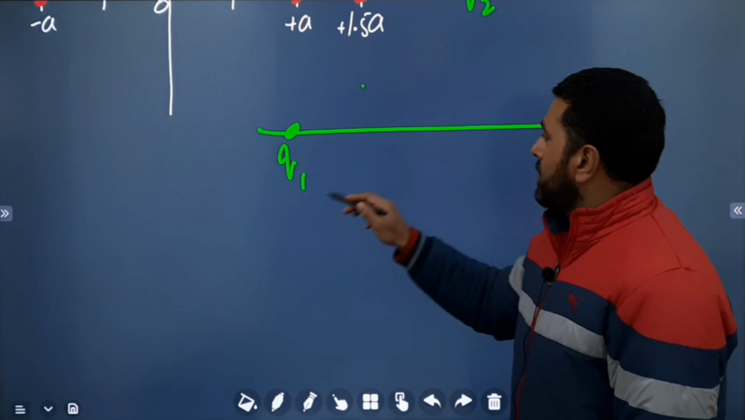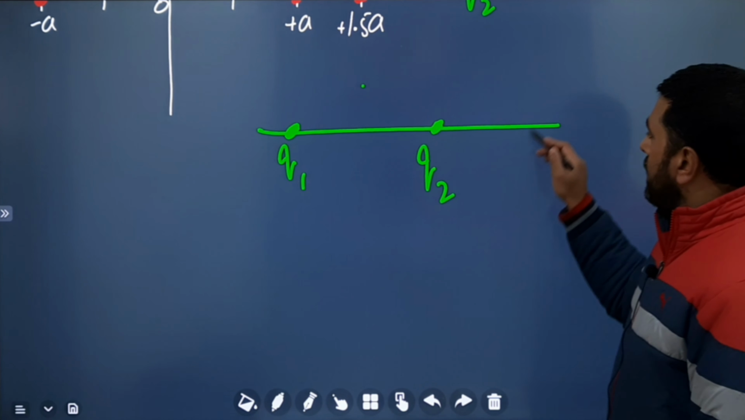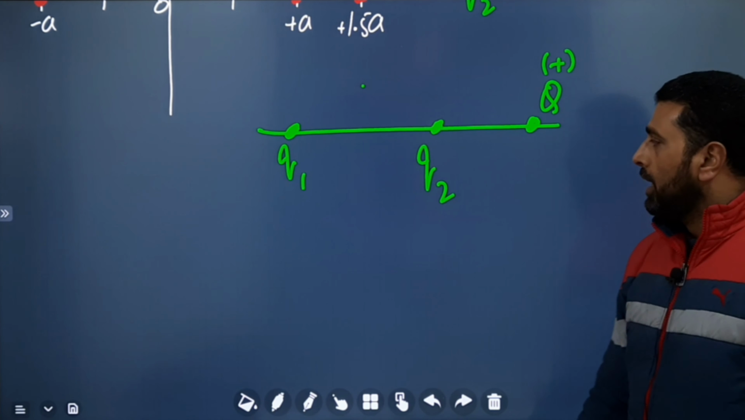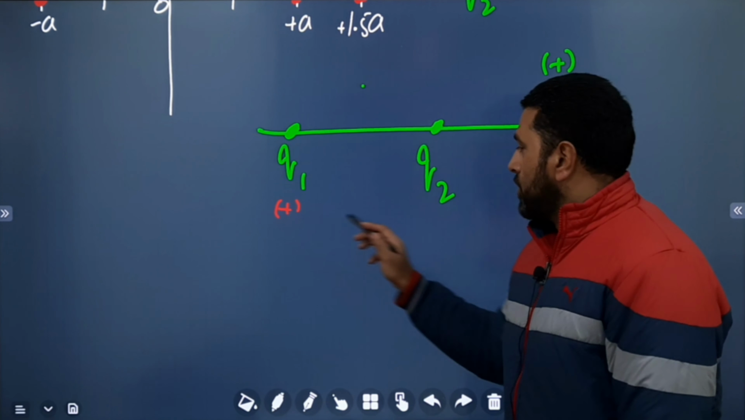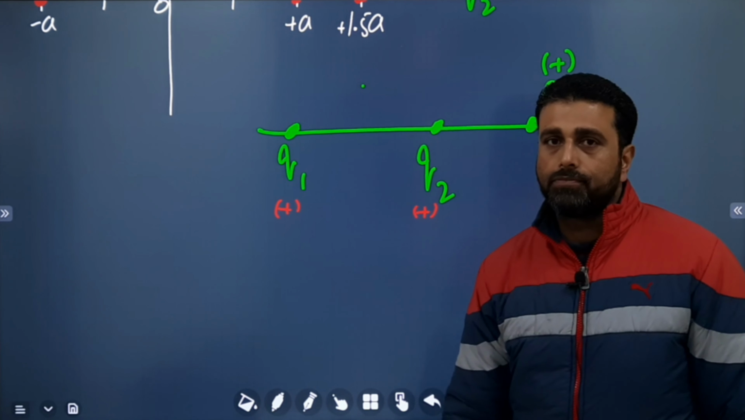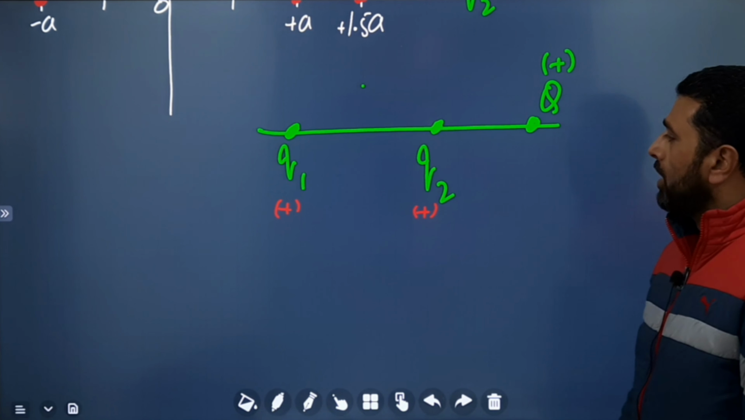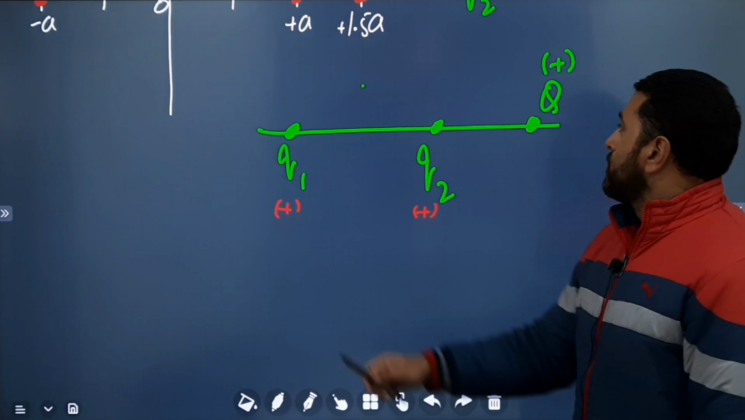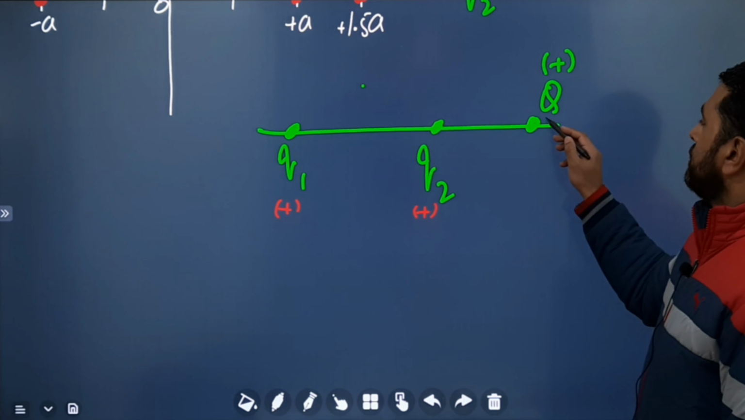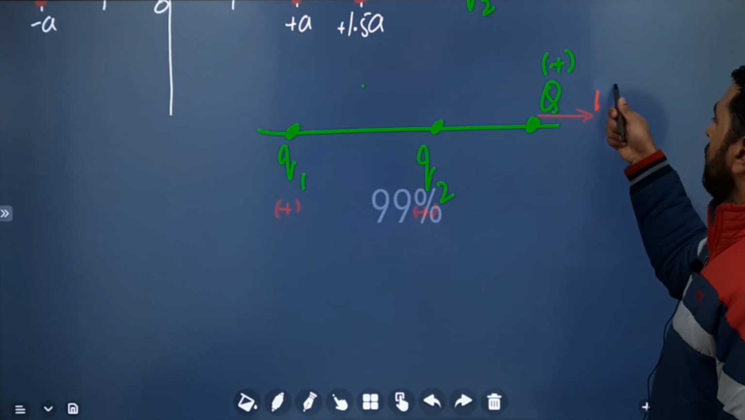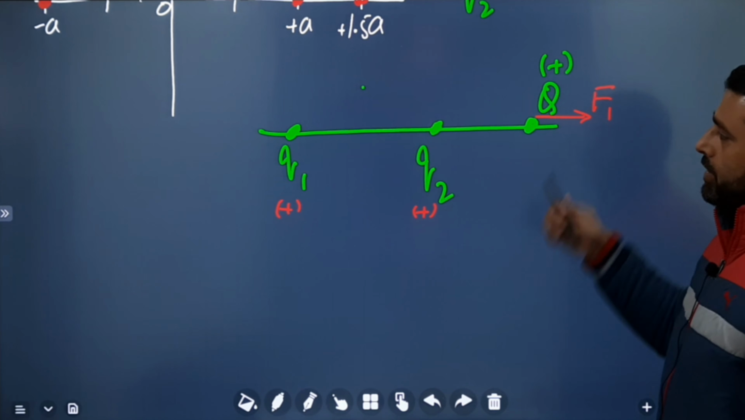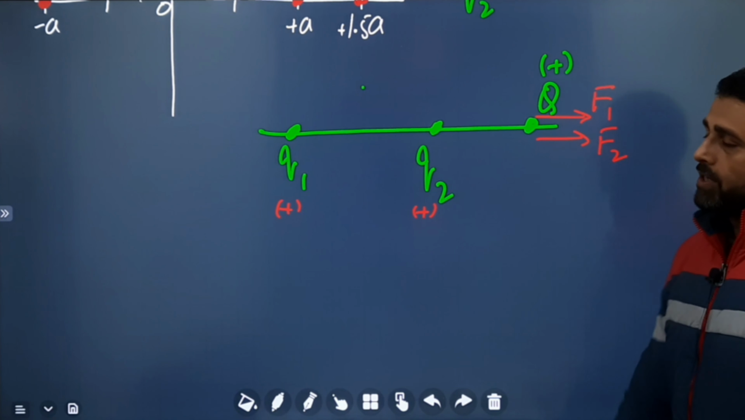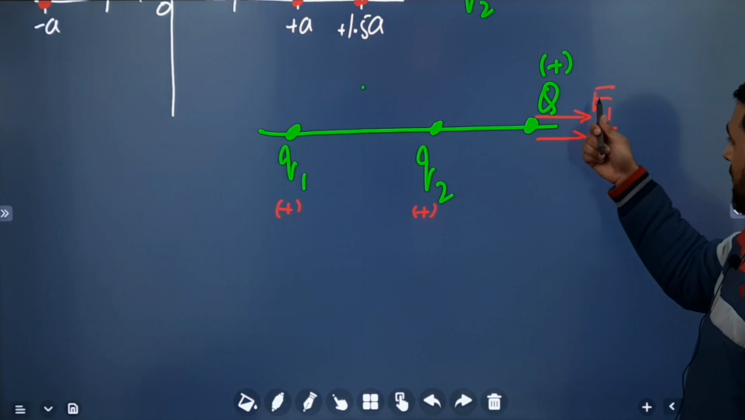So Q1 is here, Q2 is here, capital Q is here, which is positive. Let's take both of them like charges, positive and positive. Last time it worked in the previous part. So let's see if it works here or not. If Q1 is positive, it will repel capital Q. So F1 will be this way. If Q2 is positive, it will also repel it. So F2 is this way. So both forces are in same directions.